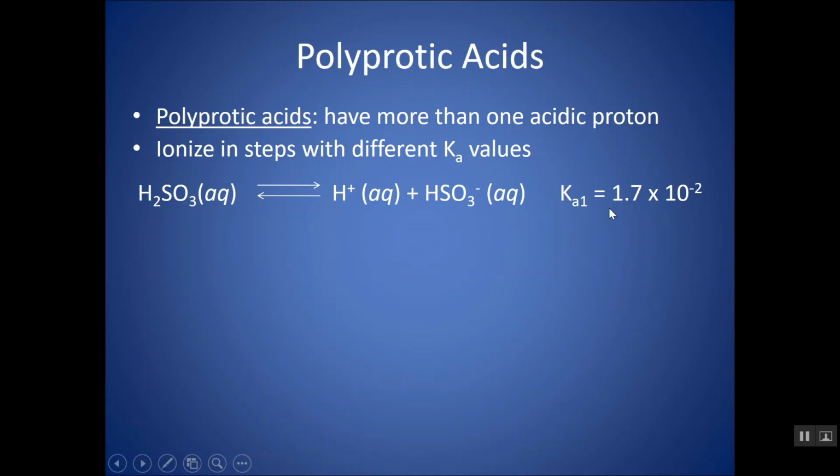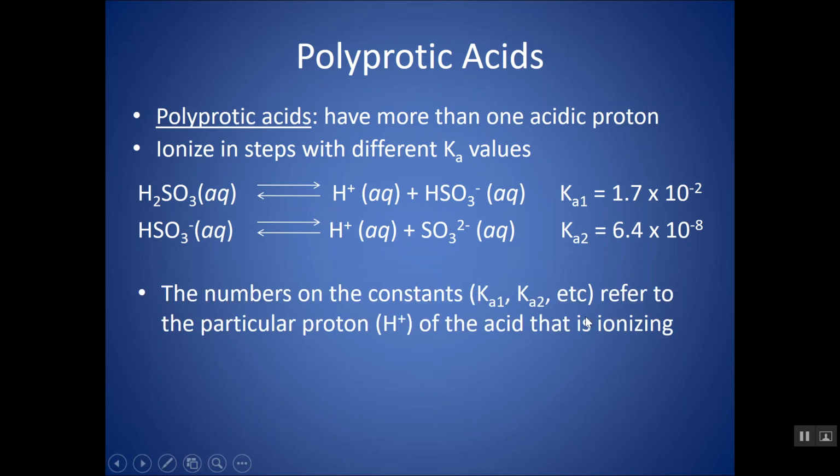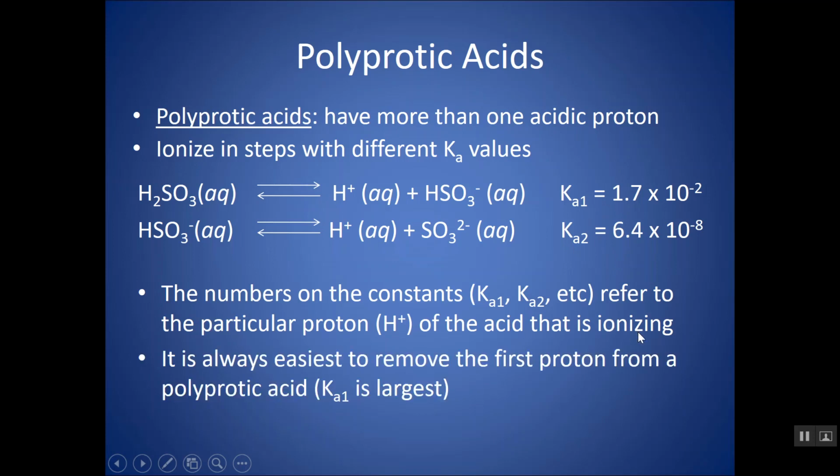And we give a Ka to each step. So you might see Ka1 and Ka2. If there were 3 H pluses to be released, you would see Ka3. So they are given numbers after the A. They refer to which proton is actually ionizing. And what you'll always notice is that the first proton is always going to be easiest to remove. Your first Ka is always going to be the largest, indicating the most ionization.